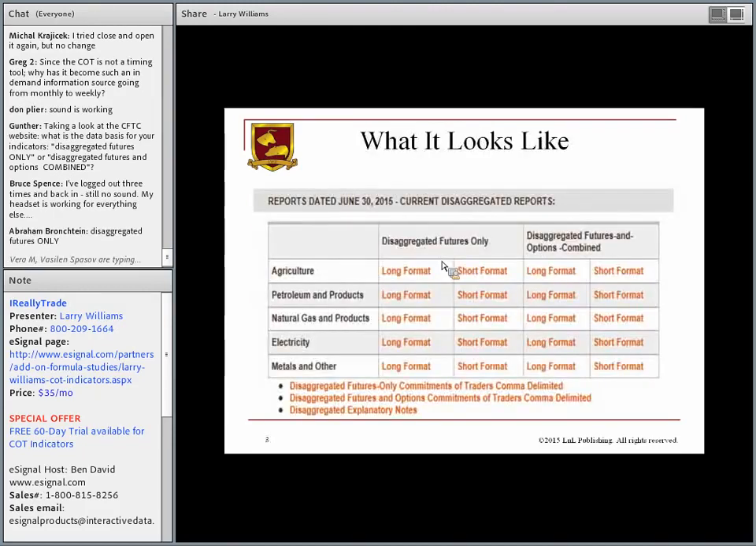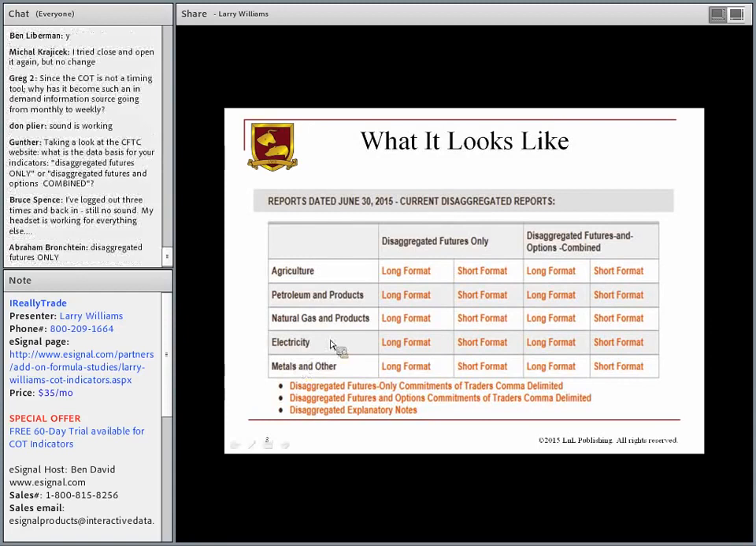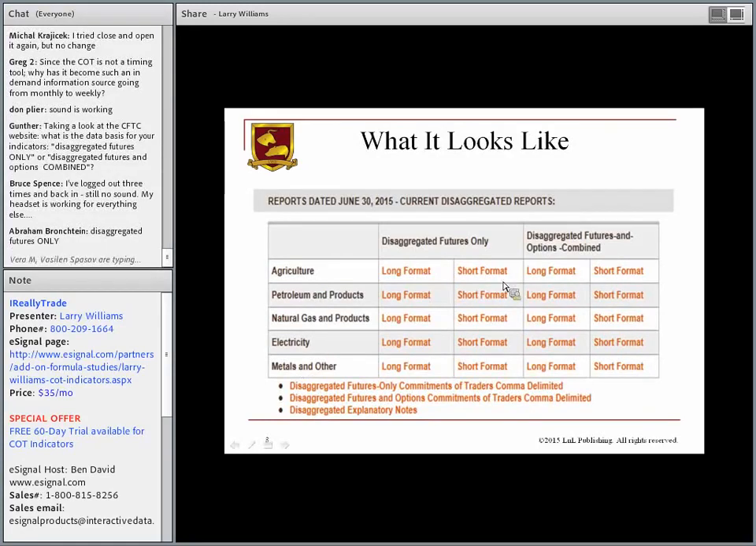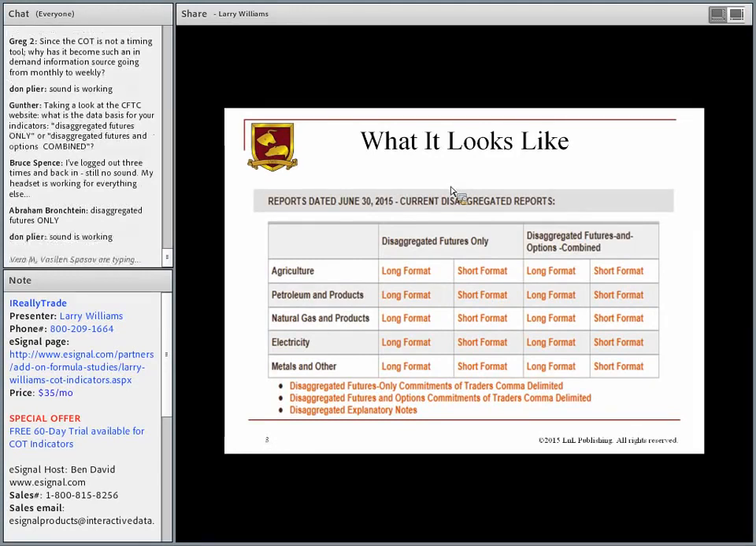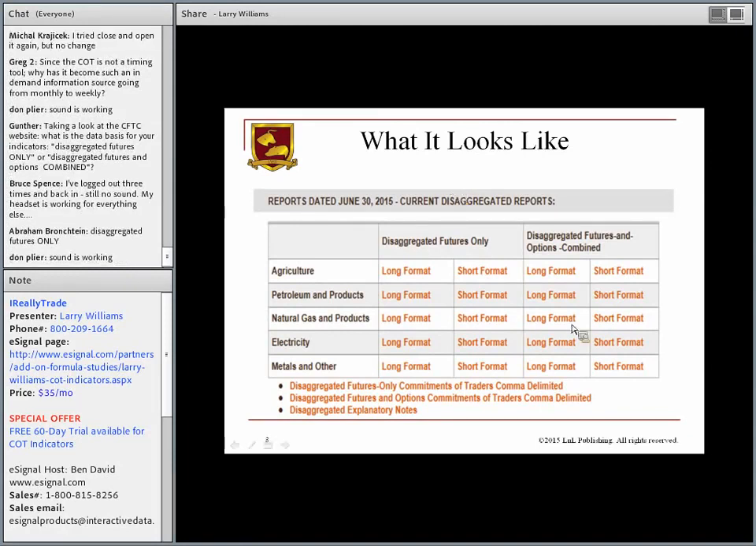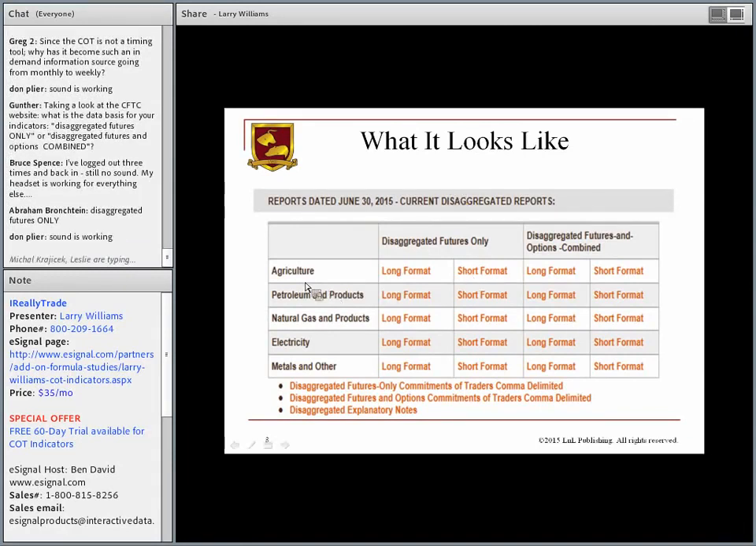This is what it looks like. There's a couple of formats. There's a long format and a short format. You can Google it yourself to get the basic data. It takes a lot of work to process the data. But if you go to cftc.gov, you'll find that they have long and short formats for agriculture, petroleum, natural gas, electricity, metals, and others. So that's where it is.